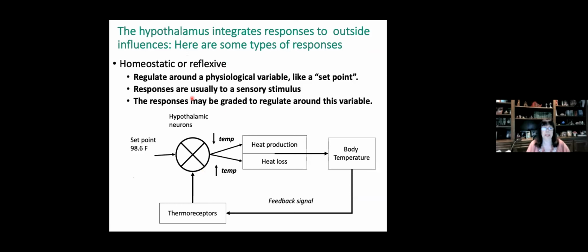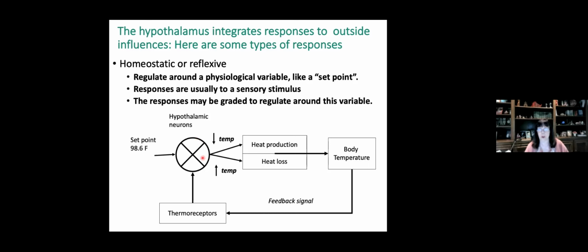Now, one of the ways it integrates is around a set point. The easiest set point to understand, to me at least, is body temperature. We need to maintain our body temperature at 98.6. So the hypothalamic neurons are able to receive information about, are you cold? Are you too hot? It receives that information and sends the right signals out. We'll talk about that on Tuesday.